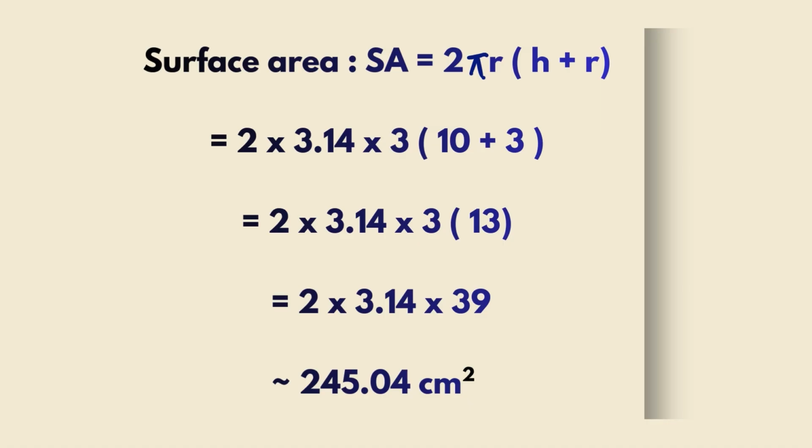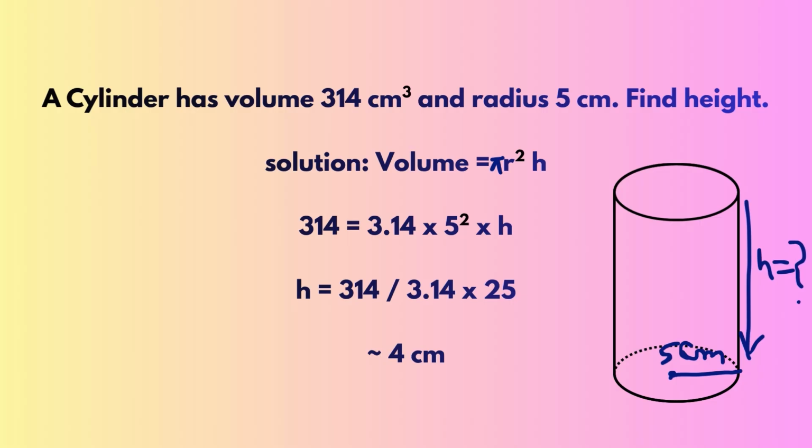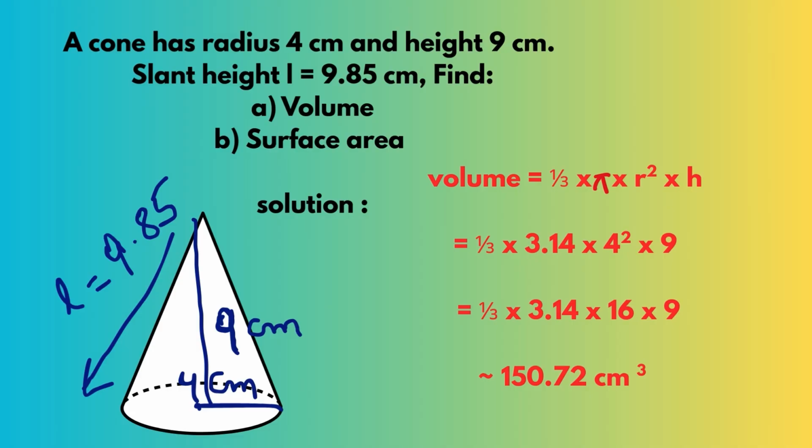Next we move to the cone problem. In a cone we are given the radius 4 centimeter and the height 9 centimeter, and slant height is also given, 9.85 centimeter. We need to find the volume and surface area of the cone. We know the formula for the volume of a cone and the surface area of the cone also, right?